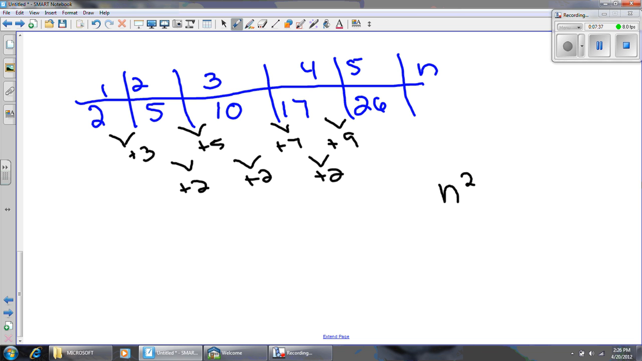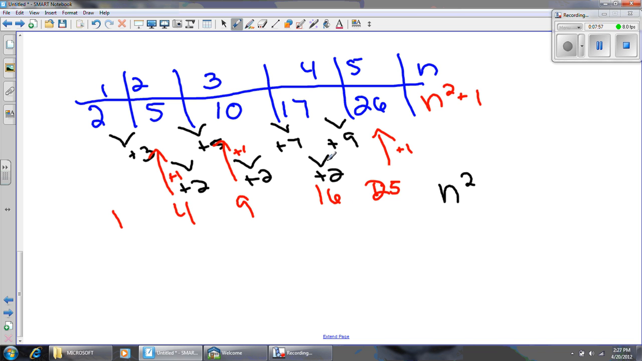So I'll plug 1, 2, 3, 4, and 5 in for n squared and get 1, 4, 9, 16, and 25. And then I'll see, how do I turn 25 into 26? I add 1. How do I turn 9 into 10? I add 1. 4 to 5, I add 1. So my formula is n squared plus 1. If I'd been subtracting 3 every time, then I would subtract 3. N squared minus 3. But in this case, I was adding 1 every time.